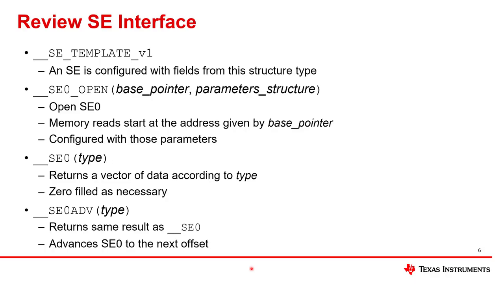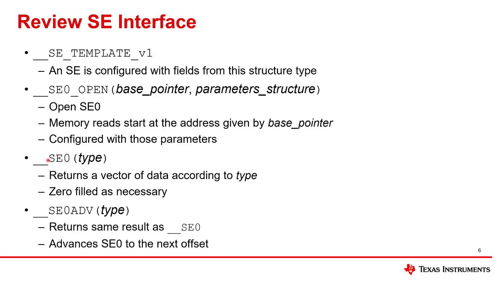Let's review the SE interface that was introduced in the second example. This is the type of a structure. An SE is configured with fields from this structure type. The function SE0open takes 2 arguments, a base pointer, memory reads start at the address given by that base pointer, and then a parameter structure of this type that has all the values in it for how to configure the SE. Opens it, gets it ready for business.